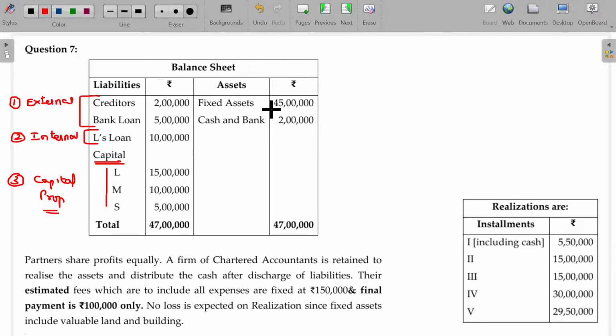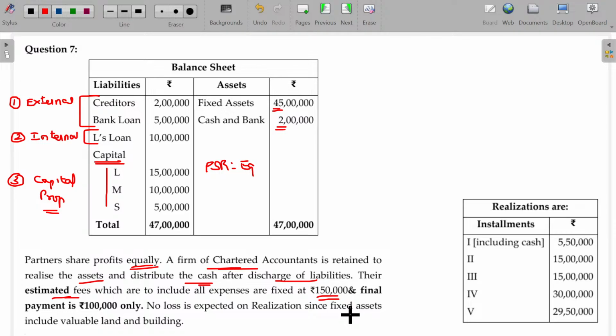So in assets we have cash and bank 2 lakhs and other assets 45 lakhs. Partners share profits and losses equally, PSR being equal. A firm of chartered accountants is retained to realize the assets and distribute cash after discharging the liabilities. Their estimated fees, which are to include all expenses, are fixed at rupees 1,50,000. Okay, a chartered accountant is appointed for doing this job.